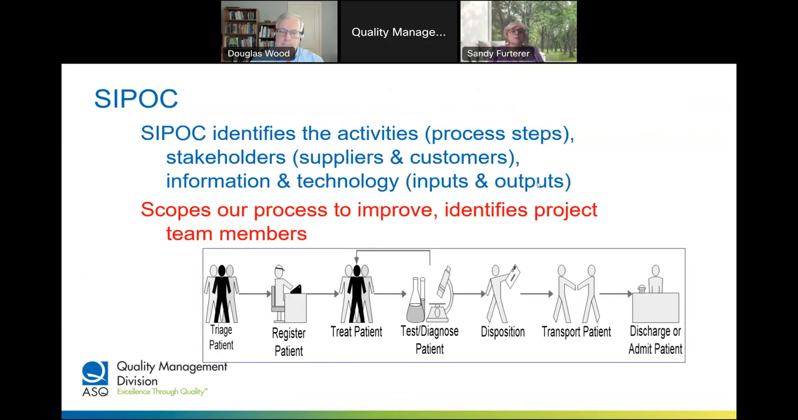Okay, so then we go into the SIPOC, and this is just the high level steps of a SIPOC. Typically what I tell my students is that they should be looking for the 5 to 7 high level steps that are part of the process we're trying to improve. Because when students first start learning about Lean Six Sigma, they're kind of like, well, what am I trying to solve?